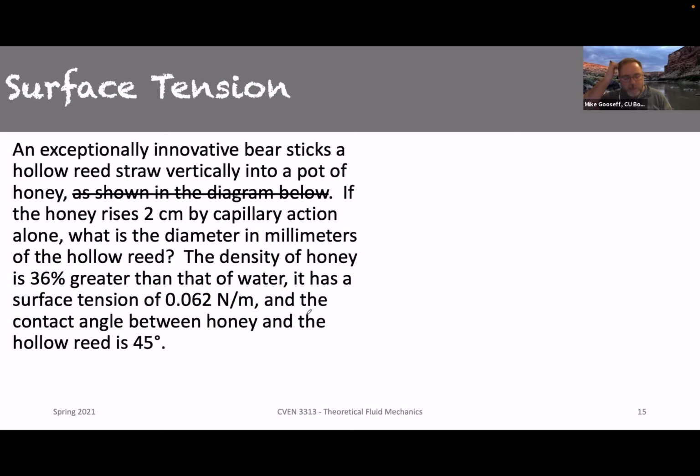All right. An exceptionally innovative bear is going to stick a hollow reed straw vertically into a pot of honey. That's not shown at the right, but let's just take a straw. We don't know what its radius or diameter is, but it's going into a pot of honey. So here's our honey. It's going to go up some height that we're given. In this case, that is 2 centimeters, equal to H.